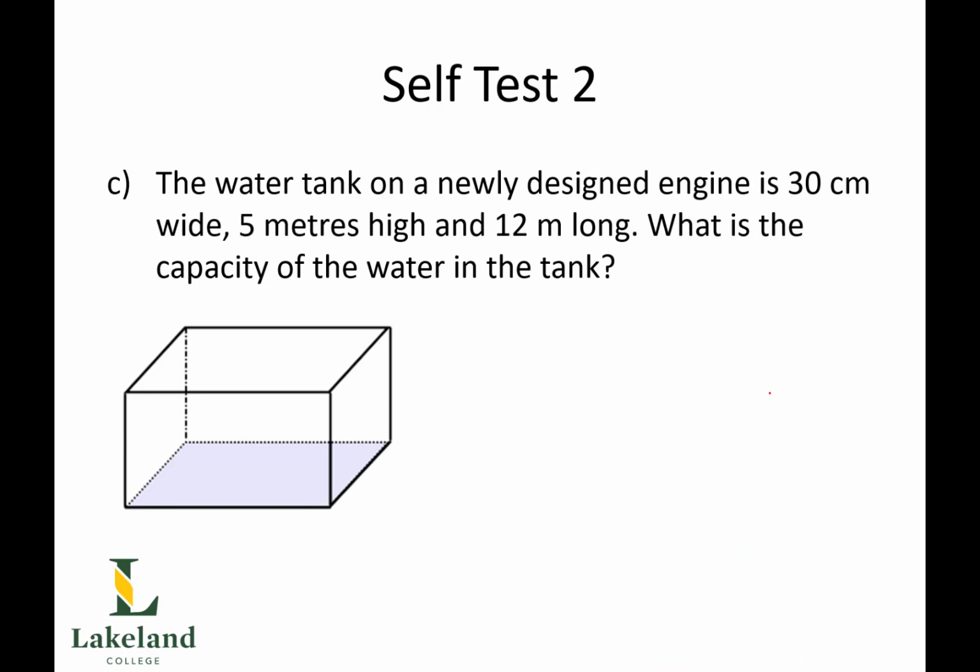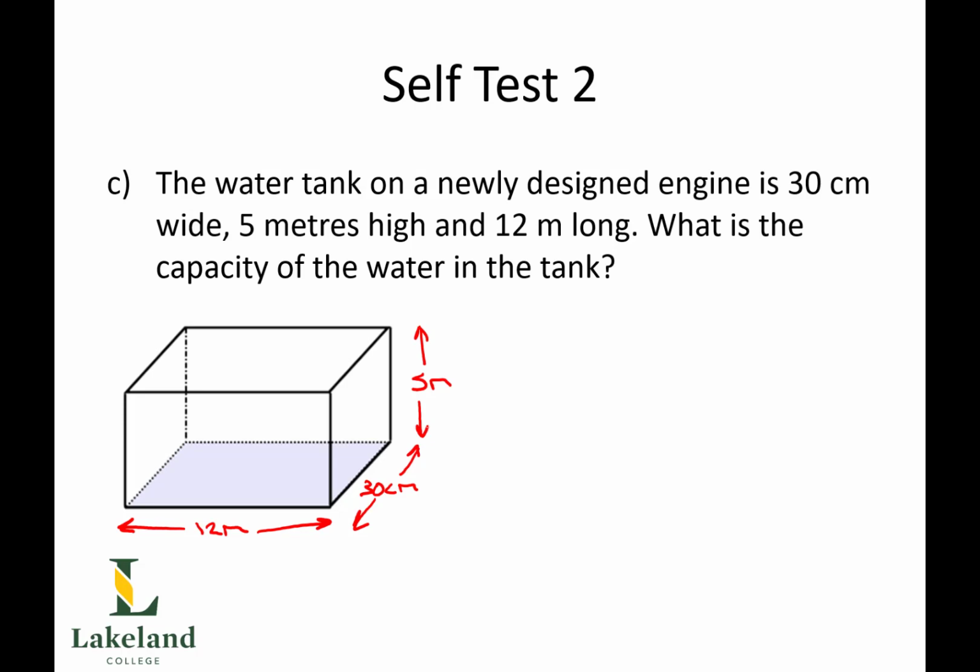The water tank on a newly designed engine is 30 centimetres wide, 5 metres high and 12 metres long. What is the capacity of the water in the tank? So if we label it up, we've got 12 metres here, we've got 30 centimetres wide, and our height is 5 metres.